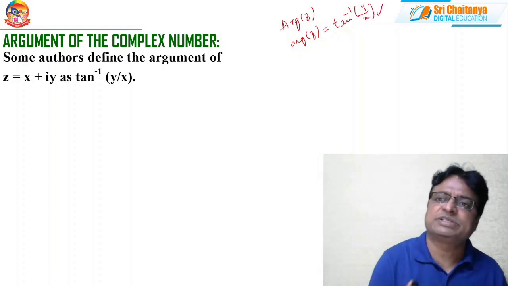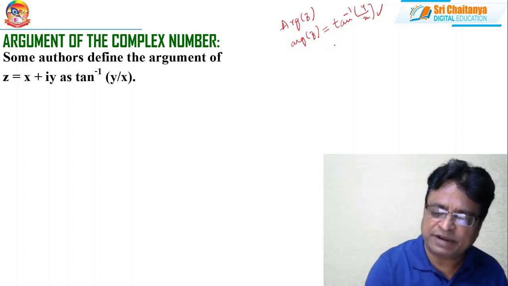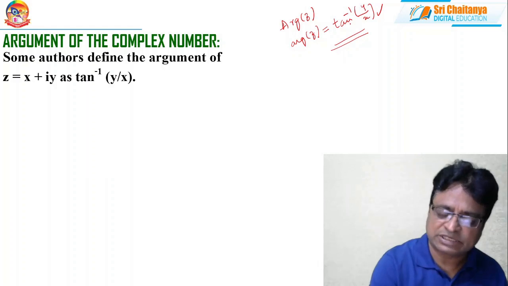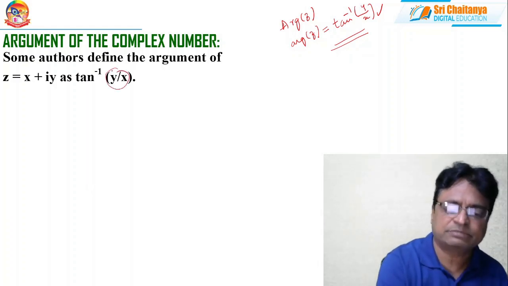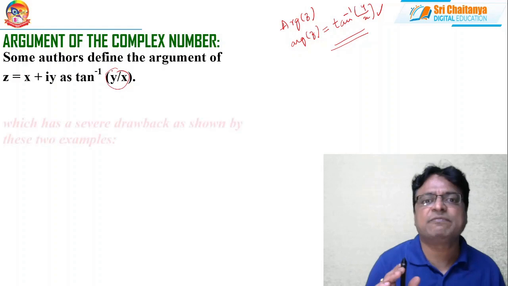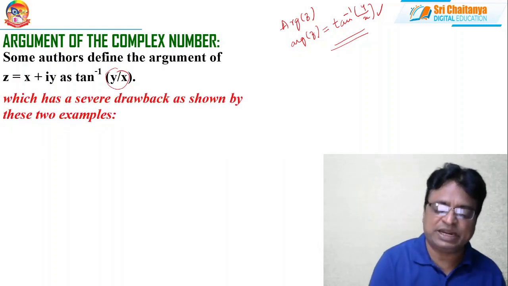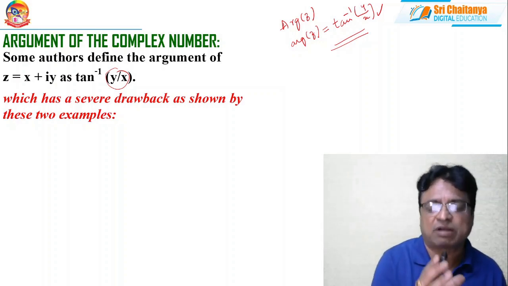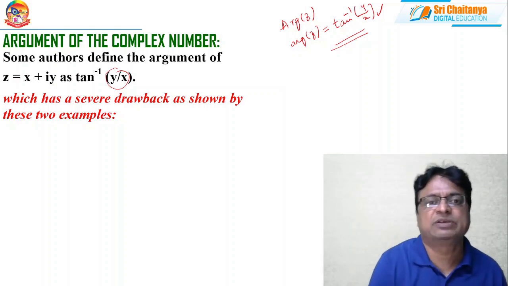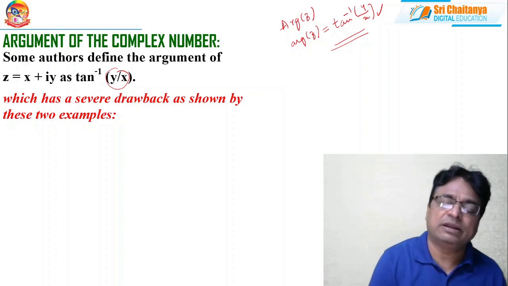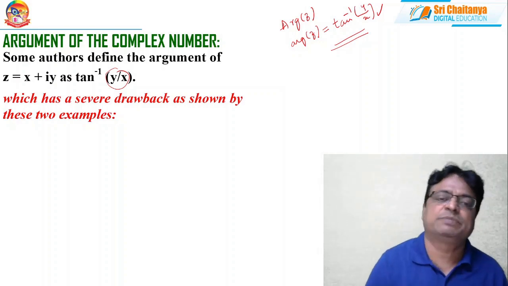In several textbooks, I have observed they define the argument of the complex number z equal to x plus iy as tan inverse of imaginary part by real part. But there are some flaws and drawbacks, especially with this formula, that I am explaining with the following examples. Thereby you will understand the drawbacks of the formula tan inverse of y by x. Why are you not getting the exact argument of the complex number? Then what is the original definition? Everything we will learn in this particular lesson.